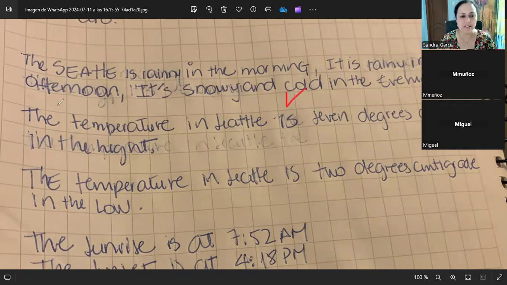But this one is not correct, right? So 7 degrees, you want to say in the height? No, no. Why not? Because you say in the morning, in the evening, but not in the high. You can say the high temperature, but you don't need to say la más alta porque no han aprendido a hacer los comparativos todavía. You can say the temperature in Seattle is 7 degrees. Very good. The temperature is 2 degrees. And that's correct, okay?